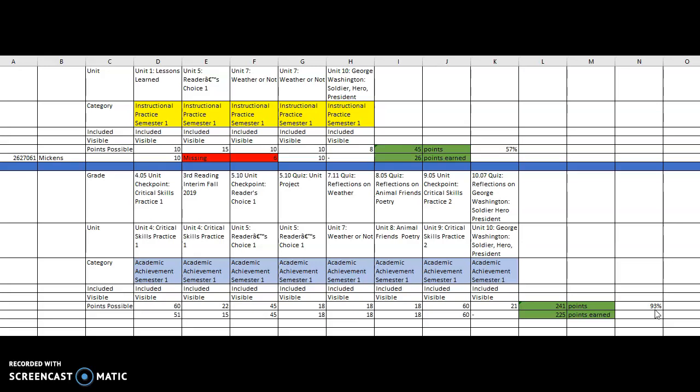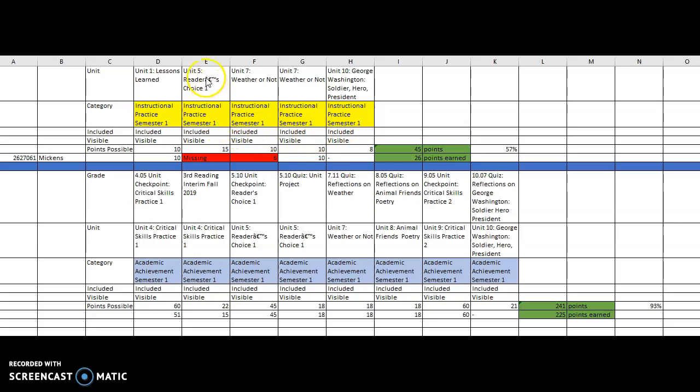When we put the half from academic achievement of 93% together with the half from instructional practice at 57, that's where we get that 74 or 75. You talked about how when he's turning in things, that grade is staying the same. I'm going to guess it's because the things being turned in are in this category, so there's not going to be a lot of movement because there are a lot of points there. It's this category that's going to make a big difference.